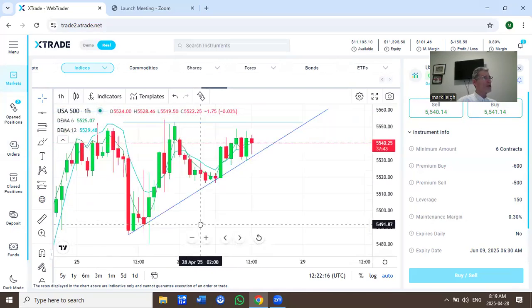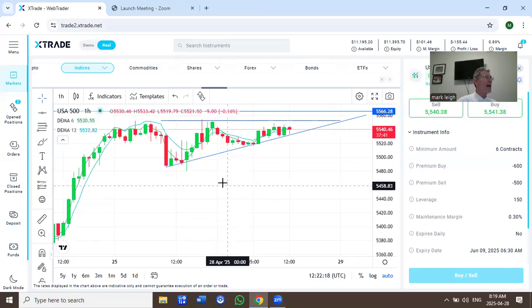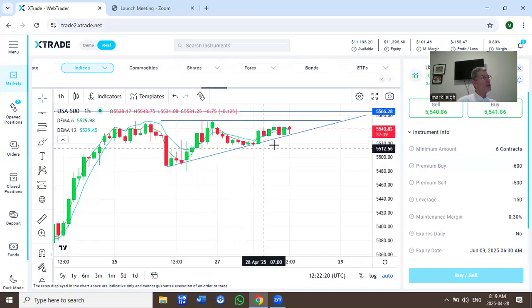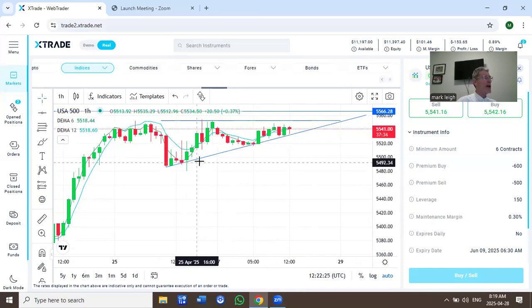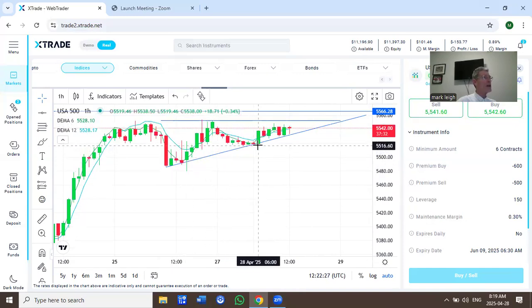And on the hourly, you can see I did draw in an ascending trend line and an ascending triangle. Price action has maintained above this ascending trend line, got tested a couple of hours ago again. This is the first level that buyers will be looking to break above, and that's 5,552. Then go on to 5,566. That's certainly the levels that buyers will be looking for.